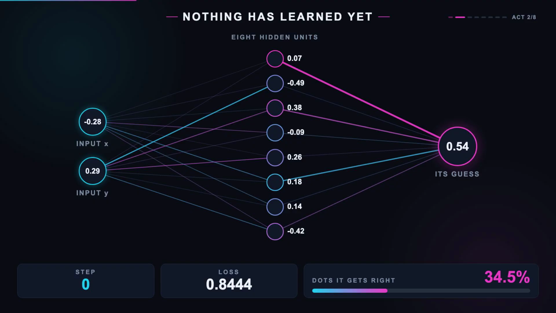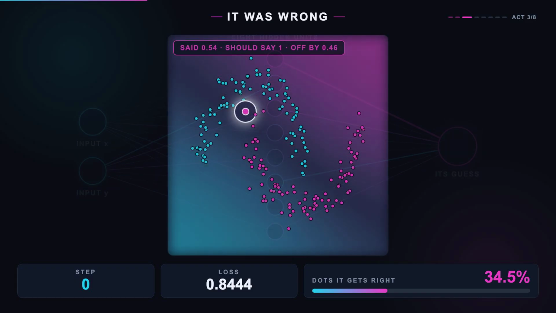And notice what has not happened yet. Nothing has learned anything. This is just arithmetic running forwards. The network has made a guess. It does not yet know it is a bad one. So the next question is the only one that matters. How do we tell it?